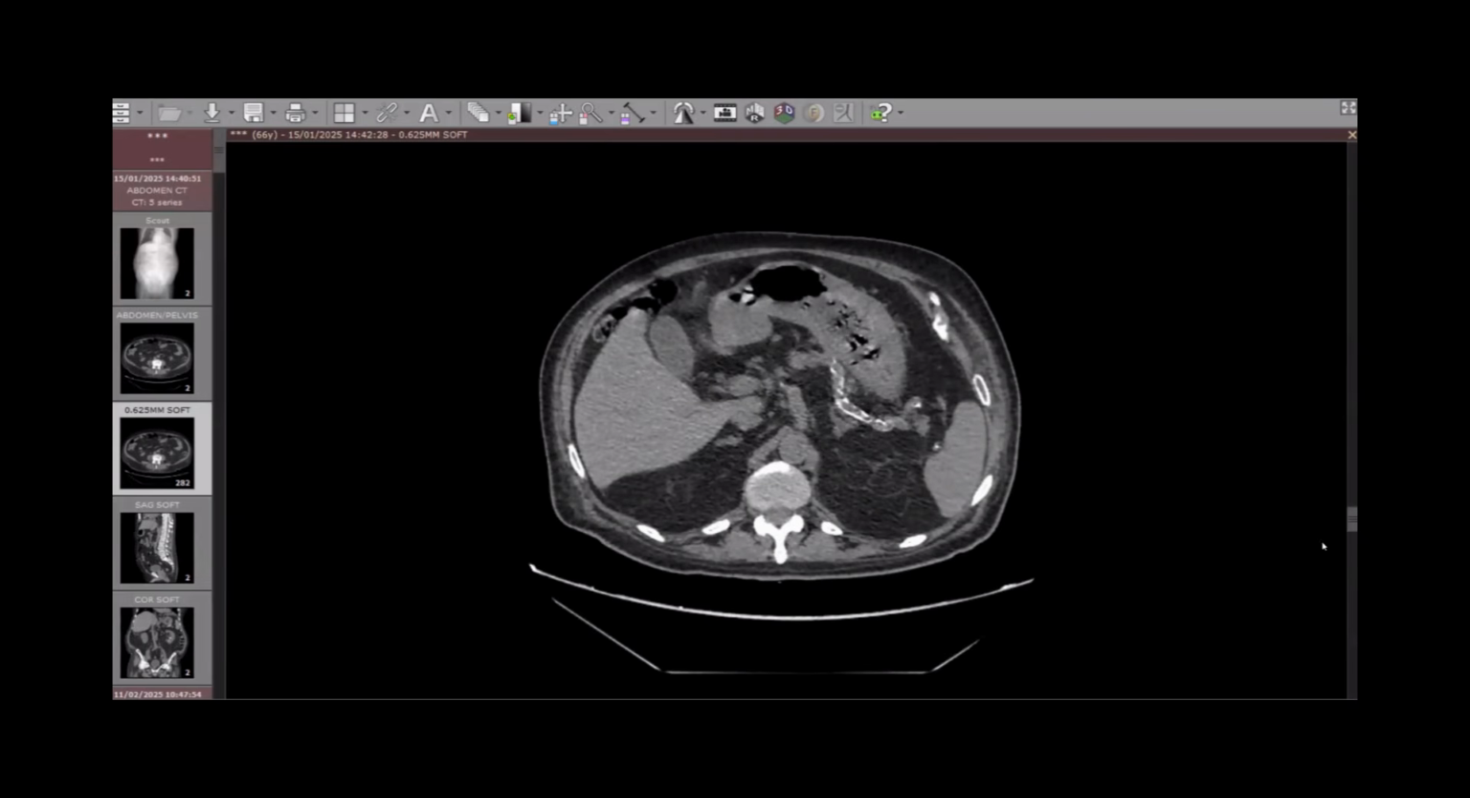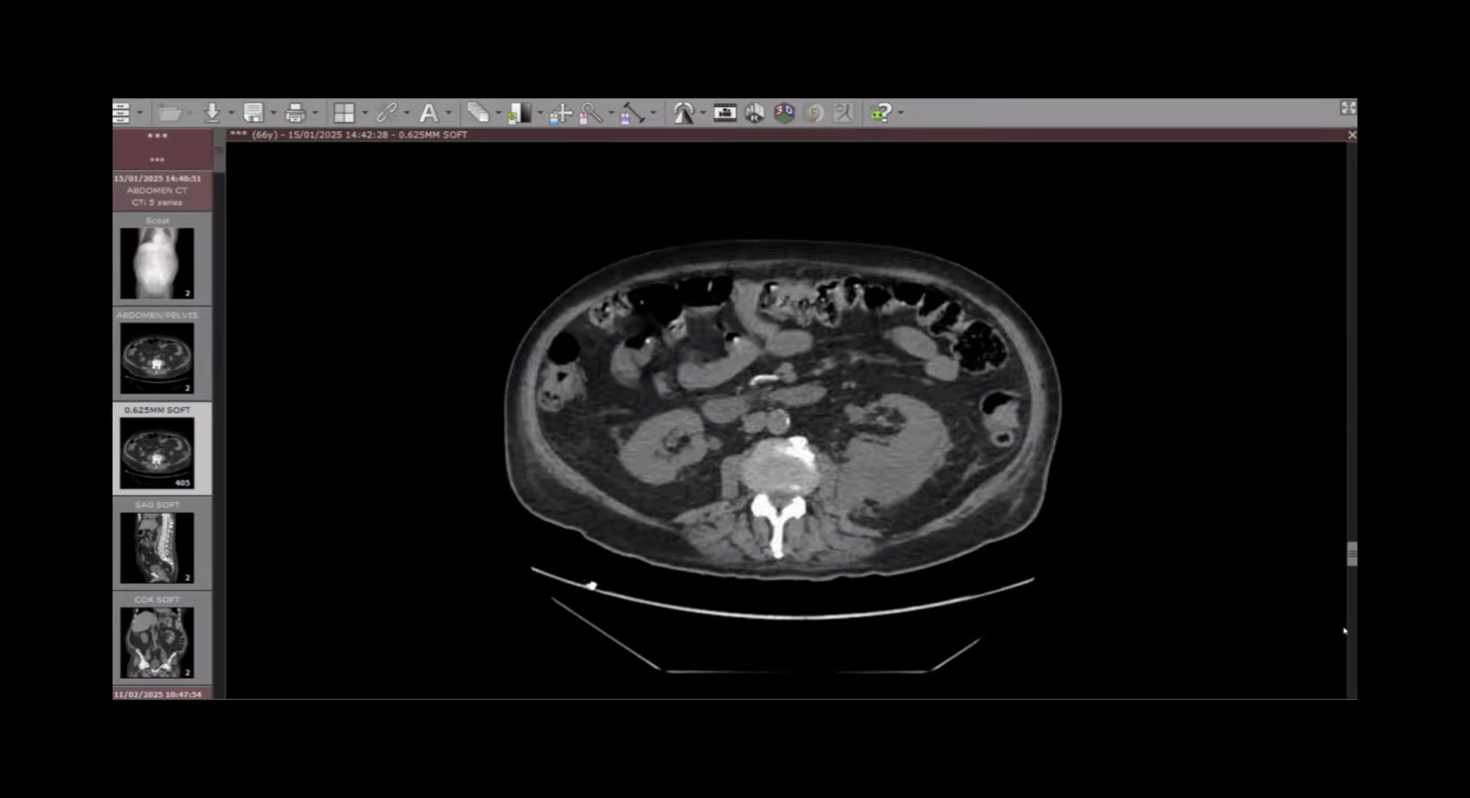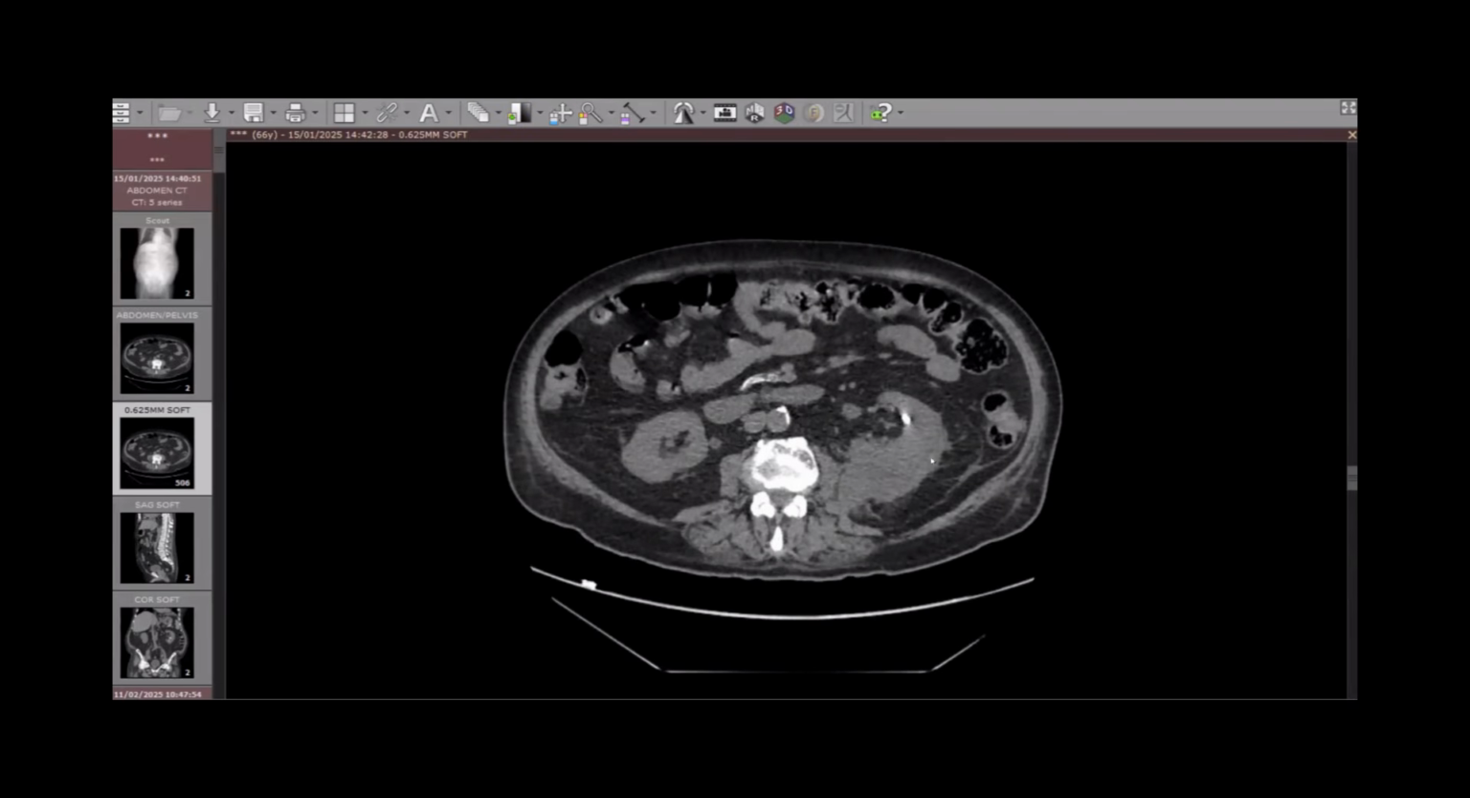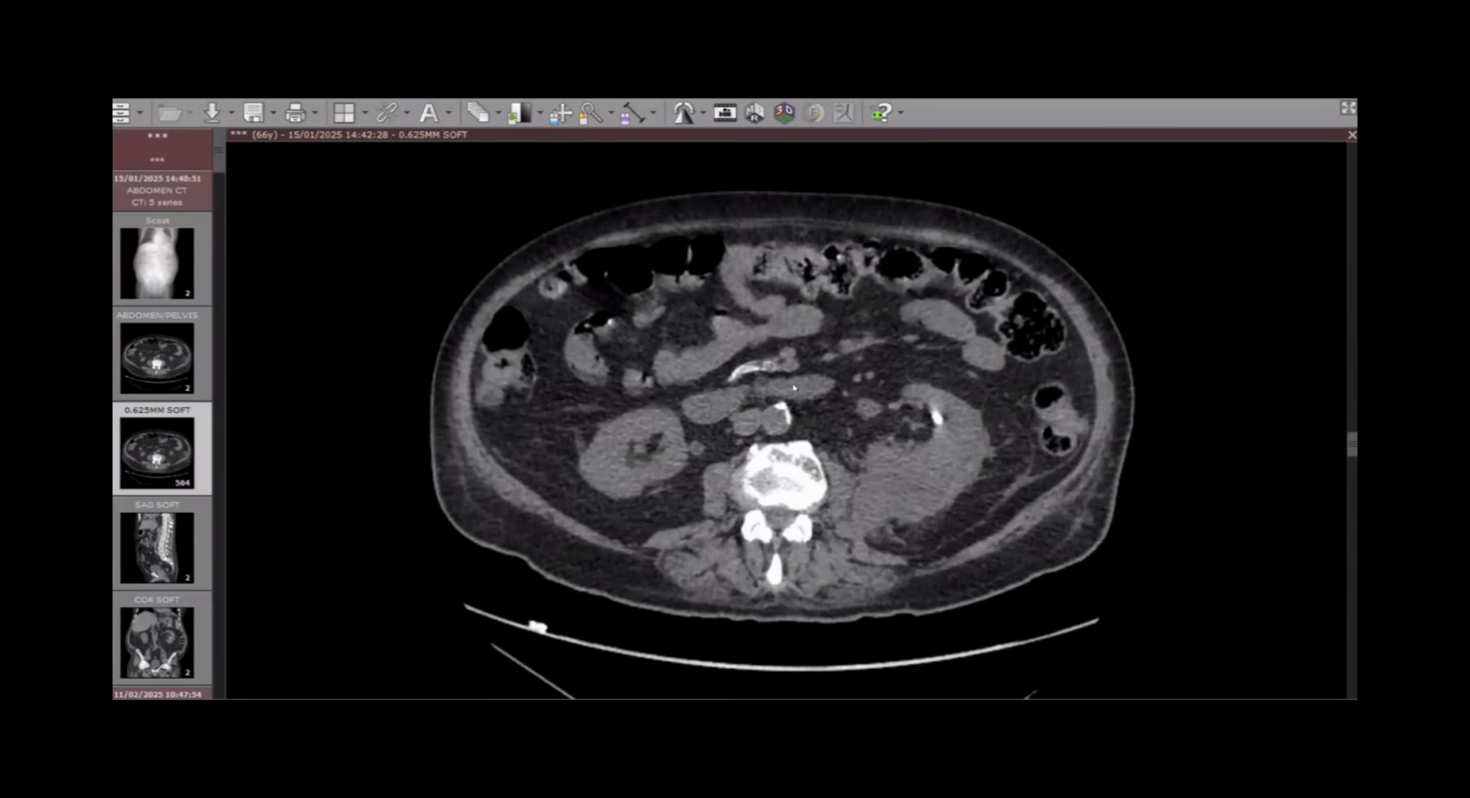Can you see my scan? Yes. My study? Yes. Okay, can you request remote control? Okay. And to discuss this case with me, please.